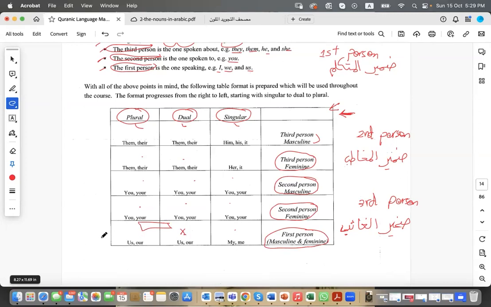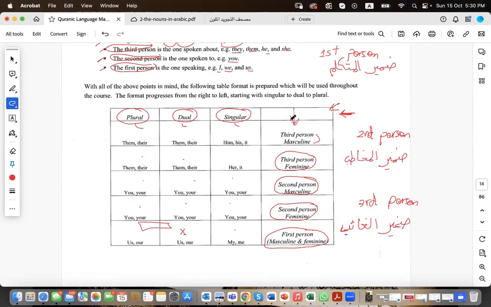طيب, now how this table is working. It's working here in this part. We have the mood, whether it's third or second. Let me make this one clear. Second, and then first.